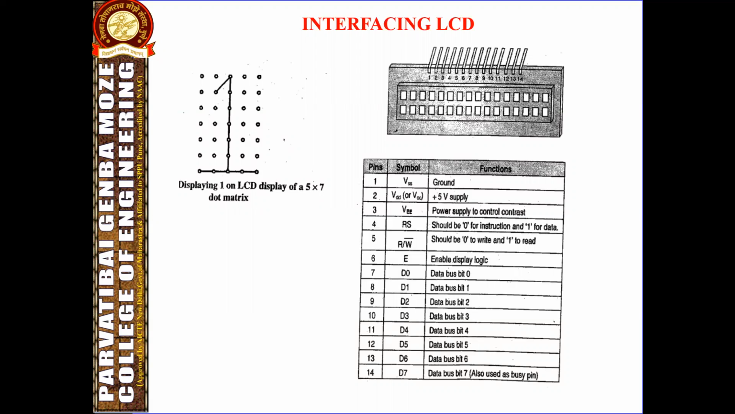For example, display 1 of the LCD. Here is a figure: 5 columns and 7 rows are there. In this manner, the 1 is shown here. LCD allows the user to output a specific message, making the application more user-friendly and attractive. LCD displays are invaluable for displaying status messages and information while a program is being debugged.